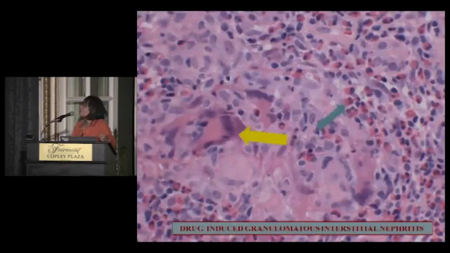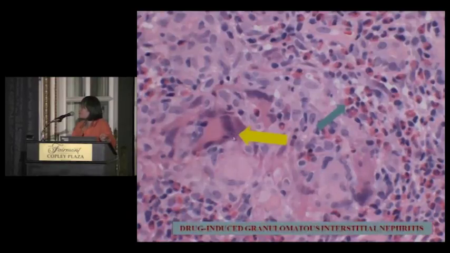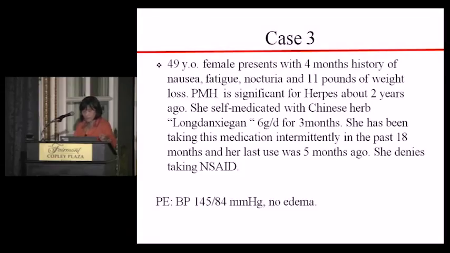Okay. So again, you saw this slide before. I hope by the time you see this slide, you know this is a granuloma pattern. It's a drug-induced interstitial disease, right? Multinucleated giant cells with eosinophil infiltrate. Okay. All right, this is case 3.